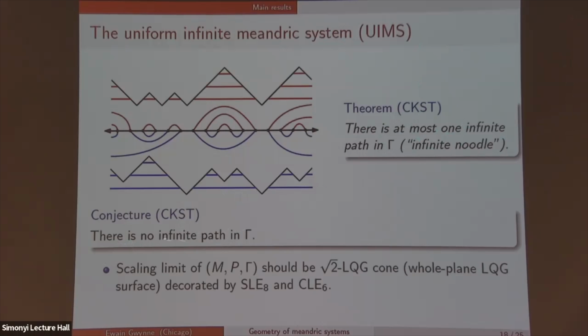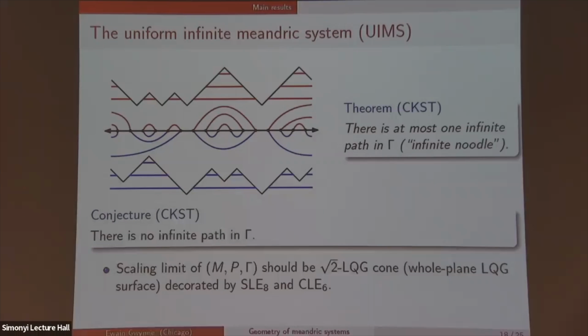And this conjecture is also consistent with our conjectures for the scaling limits of meandric systems, because the natural extension of our conjecture to the infinite volume case is that you should be getting a Liouville quantum gravity surface with a whole plane topology, again decorated by an SLE8 and a CLE6. And the CLE6 is just a collection of closed loops. The CLE6 in the whole plane does not have any bi-infinite paths. And so it's natural to think that maybe this discrete model also does not have any bi-infinite paths.